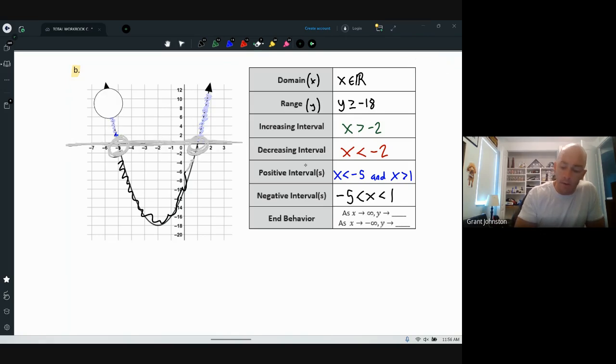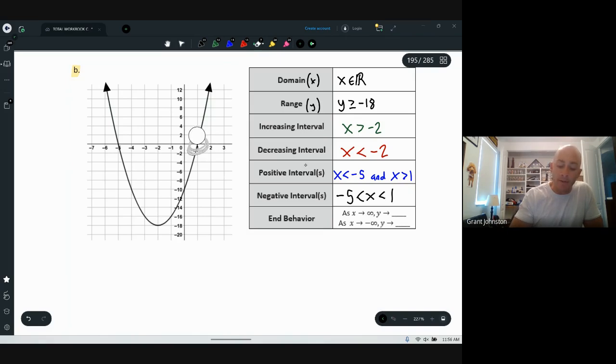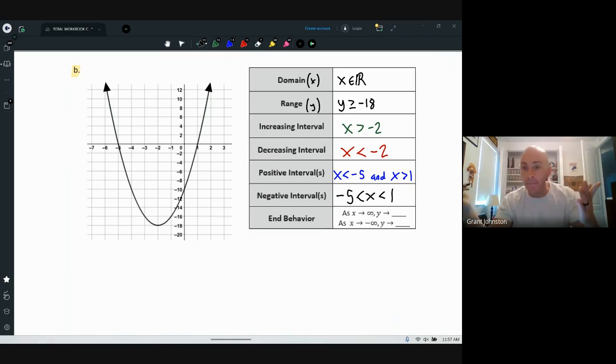Okay, where am I at now? I'm at the end behavior. Now the end behavior on this, guys, it's going up in both directions, isn't it? So as x goes to positive infinity to the right, it's going up to positive infinity in the y. And even the other direction. As x goes to negative infinity to the left, it's still going up to positive infinity.